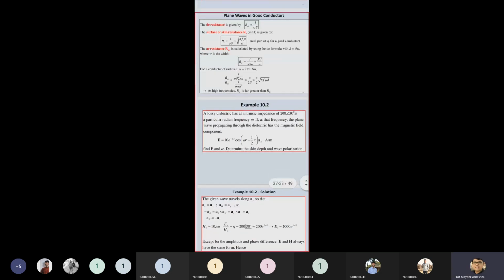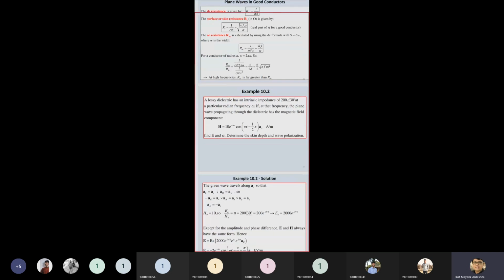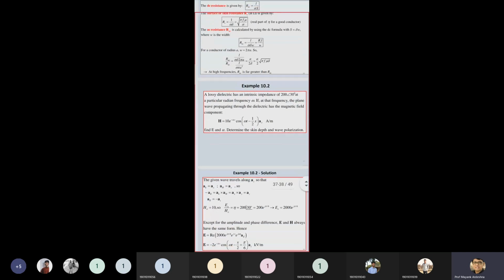There is one example where you can identify the skin depth, depth of penetration and the wave polarization. In the example, there is a magnetic field with some magnitude part, and the direction is also mentioned over here. So how can I identify alpha and beta? For that you should know the generalized equations of alpha and beta, and you can easily find these parameters. I'm just skipping this part. You can try to solve it on your own.